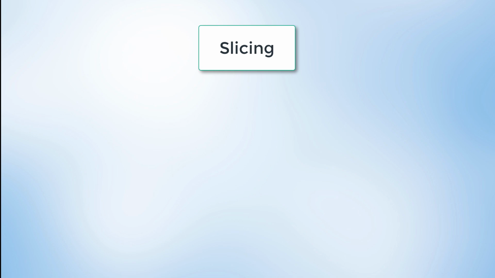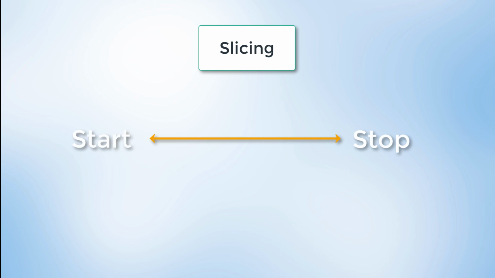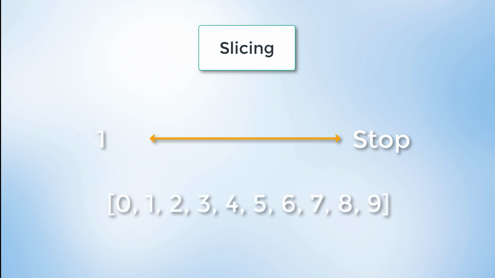Slicing is done with a set of indices which specifies a range, the start and stop. The start specifies the index where we want to start slicing the list. For example, if I specify the integer as 1, it will start slicing the list at index 1. The stop integer specifies the index until which we want to stop slicing.